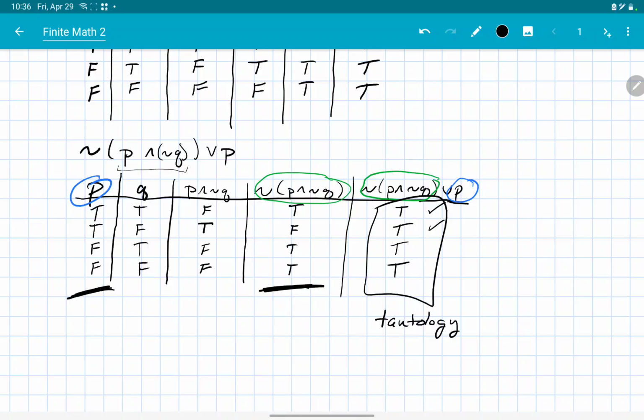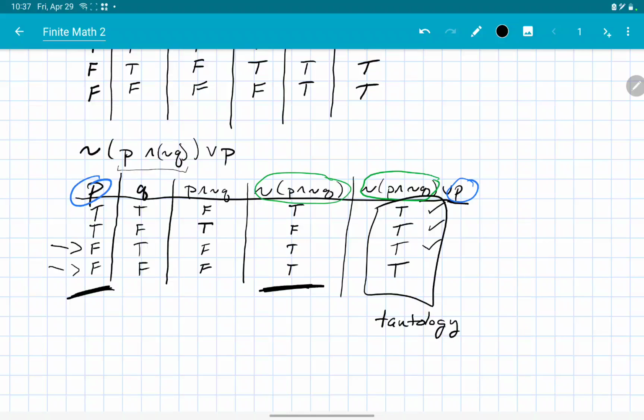Okay, let's look at the next one. We're just going to look at this row by row just to kind of convince ourselves this is true. If P is false, then I don't have the blue part. But if P is false and Q is true, I don't have the thing in the parentheses at all, because P is false and Q is true. I have the opposite of that, but then I take the opposite of that and I get true.